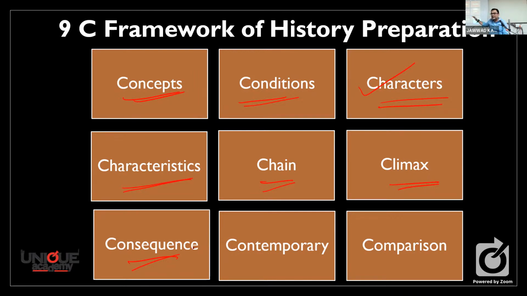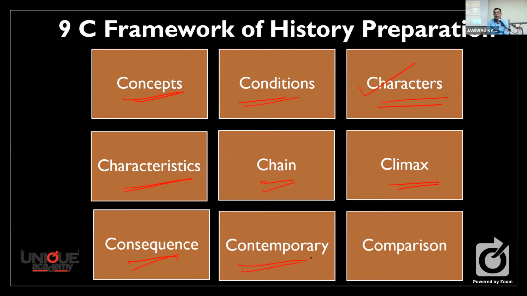Got the idea? So while studying any historical topic, we should look at the immediate outcome and the long-term consequence separately. Got the point here? Now tell me all the C's that we have seen thus far. Concepts, conditions, characters, characteristics, chain, climax, consequence. Did you understand all the C's?